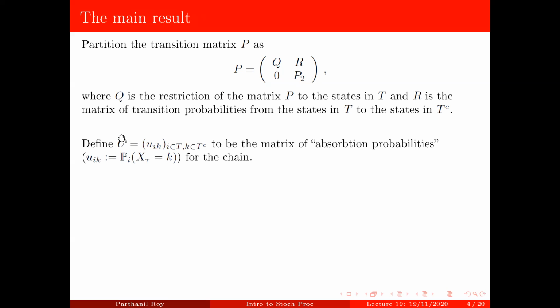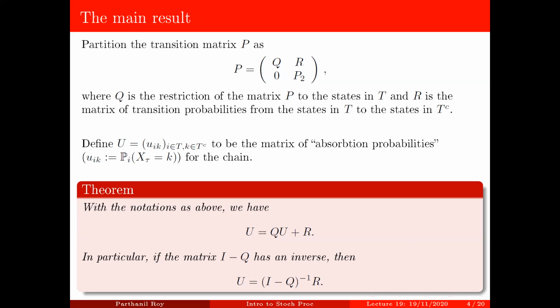So define U, the matrix of u_ik, where i runs over transient states and k runs over the recurrent states. This is the matrix of absorption probabilities. Now, we are using the phrase absorption probabilities in a generic sense because it's not necessary that the chain will get absorbed at the state k, but the chain will definitely get absorbed in the recurrent class containing k. Therefore, these absorption probabilities are going to be obtained from these u_ik. So we'll abuse our terminology and call these absorption probabilities.